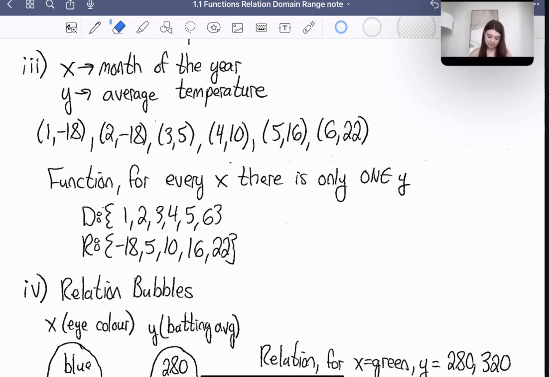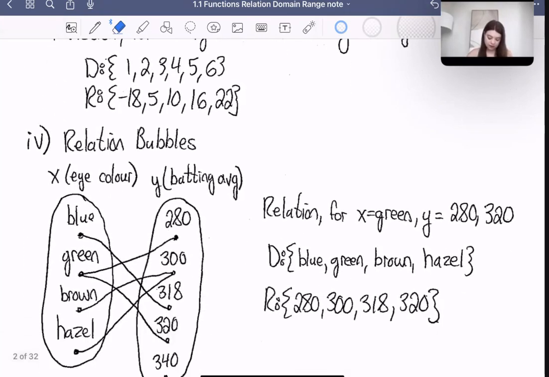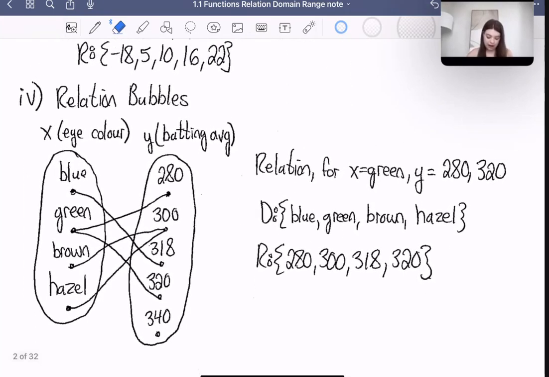Awesome. The next one is relation bubbles. So eye color versus batting average. So is this a function or a relation? Well, let's think about it. Is it possible for two people to have the same eye color but to have different batting averages? Well, yes, that is possible, right? And so right off the bat, I would assume it's probably not a function, it's probably just a relation.